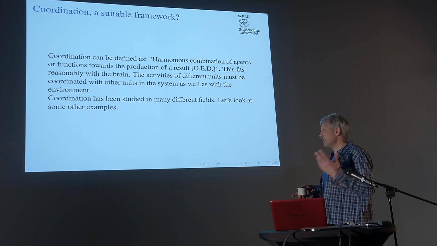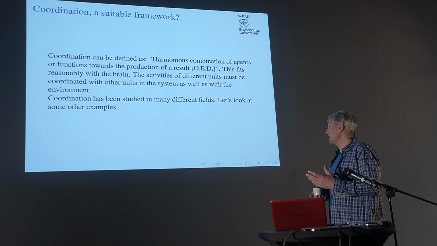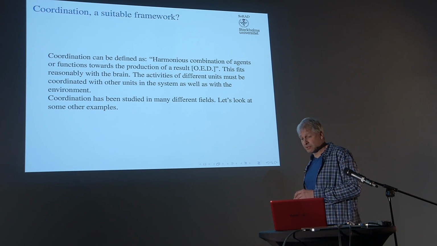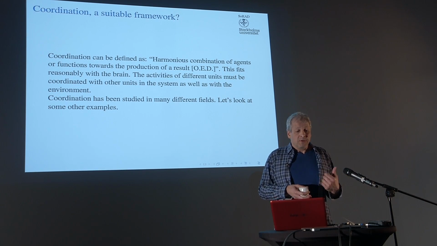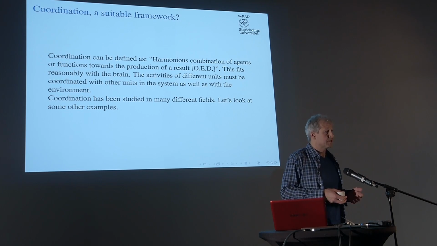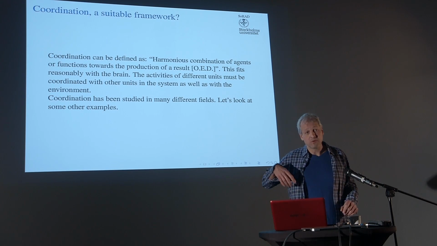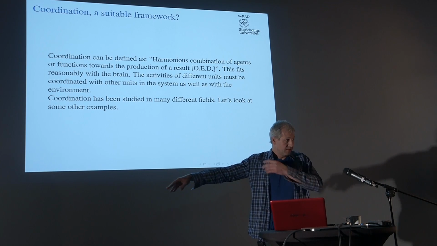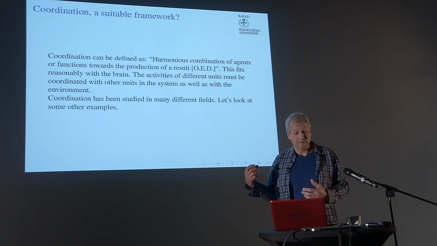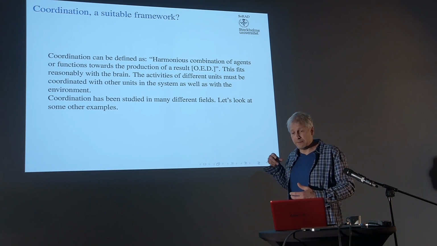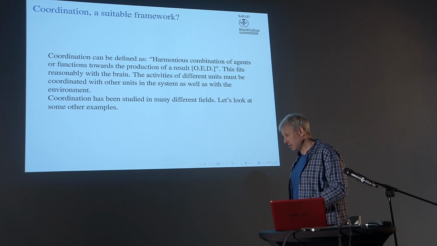So the activities in the different units at the different levels of the brain must be coordinated with each other and with the environment. And the good thing with coordination is that it has been studied in many different disciplines. For example, in human movement science, people study how humans move in coordinated ways. Even when I move my arms, there are many degrees of freedom. Each joint will have a number of degrees of freedom, but if you think about it and observe, we see that these movements are not independent. So there is some type of coordination going on.